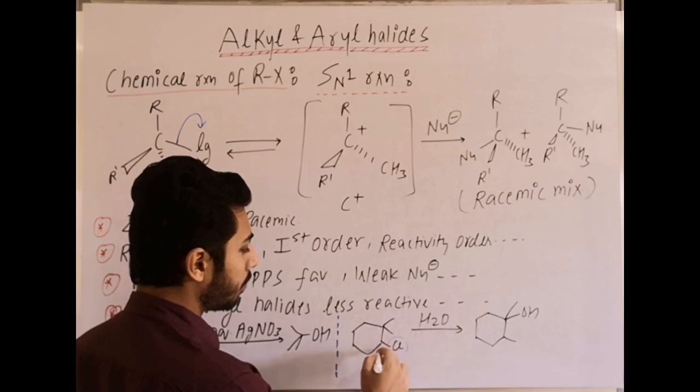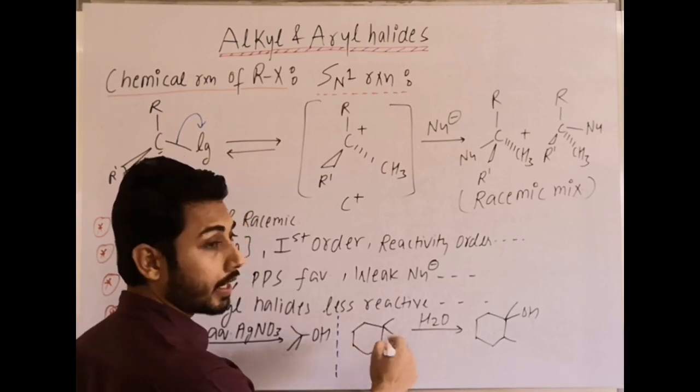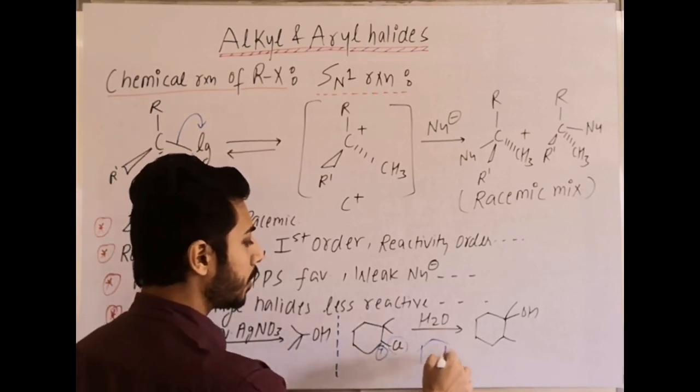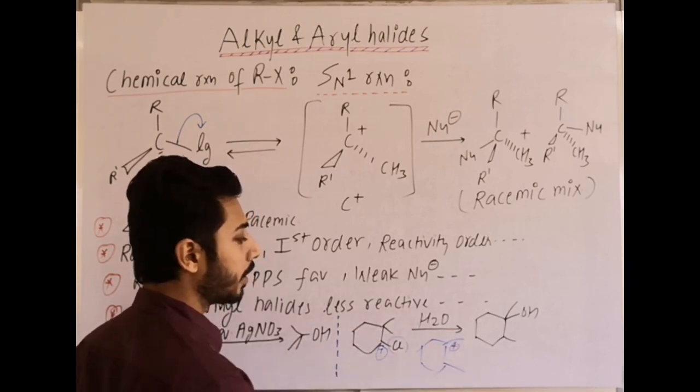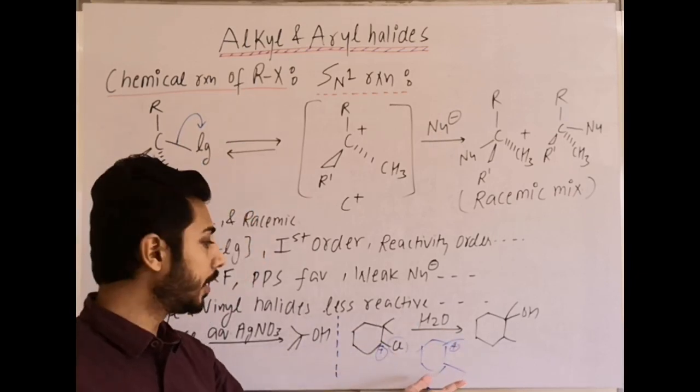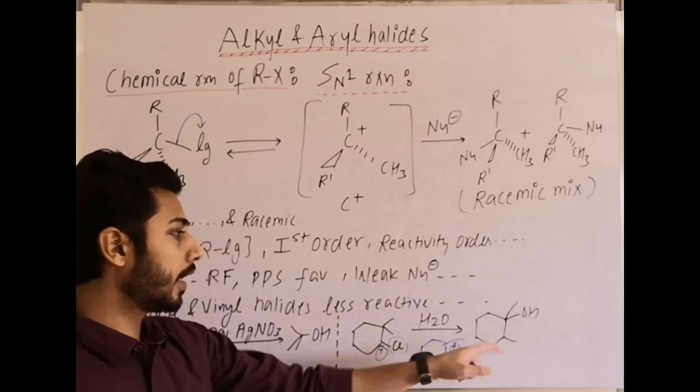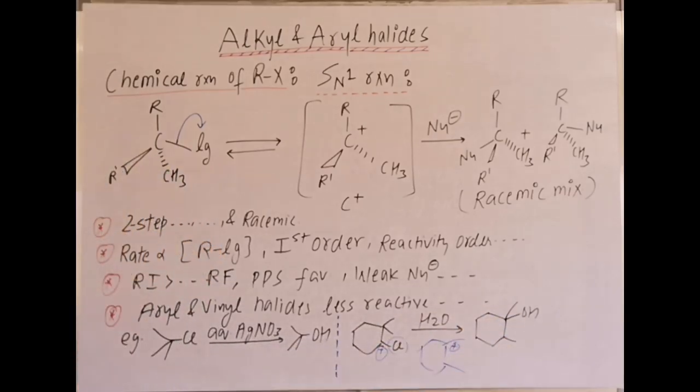Cl minus leave, carbocation formed. This carbocation can undergo rearrangement, and what is the rearrangement? Rearranged carbocation, methyl shift takes place, plus will go there, and that is the intermediate formed. Then OH will attack and we get alcohol as the product. So this is the part of SN1 mechanism.